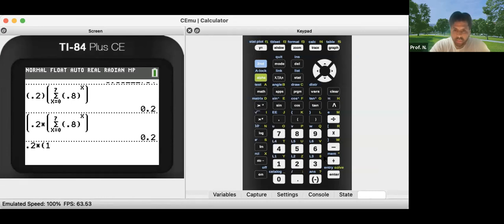So I'm going to get 1 plus 0.8 plus 0.8 squared plus 0.8 cubed plus 0.8 to the 4th plus 0.8 to the 5th plus 0.8 to the 6th, and then finally plus 0.8 to the 7th.